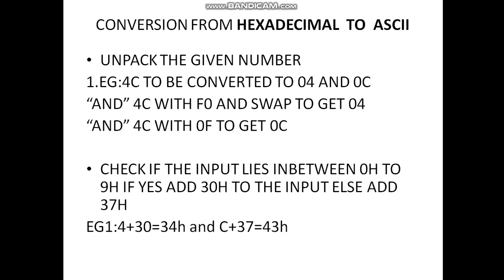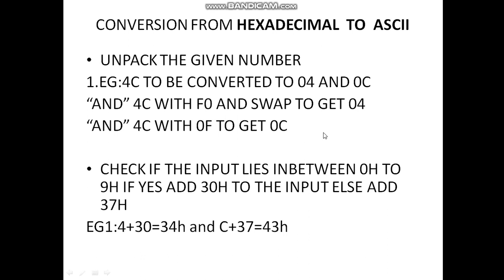Next, to get C from 4C, we have to AND 4C with 0F. Hence, we get the result as 0C. This is how we unpack the digits. From 4C, we get 04 and 0C. Then for each of the numbers, you need to check if it is in between 0 to 9. Because if the number is in between 0 to 9, we add 30H, else we add 37H.